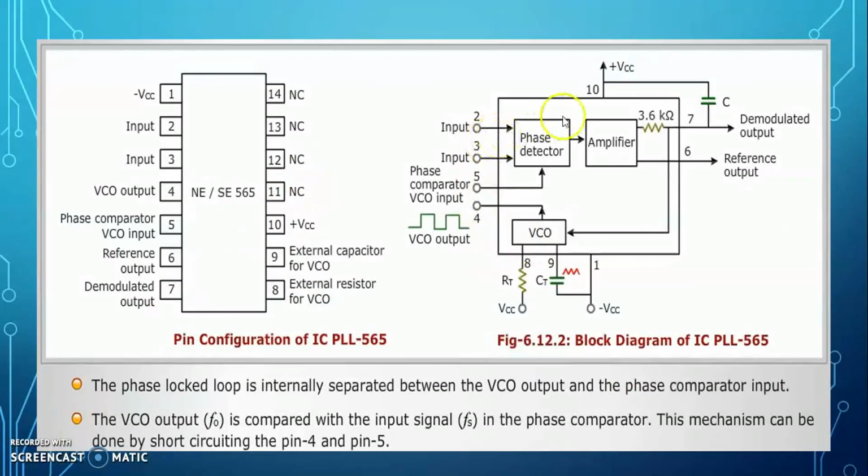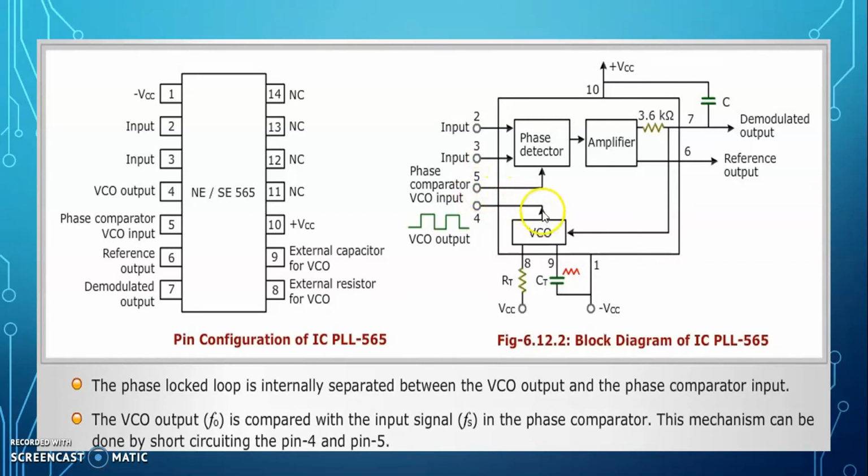Okay, see the block diagram of IC PLL 565. The major components are the voltage control oscillator, phase detector, and amplifier. Here the internal resistor of 3.6 kilo ohm and the capacitor C act as the low pass filter. These are the major components of the phase lock loop. Here pin number 4 is short circuited to pin number 5, that is, pin number 4 is connected to pin number 5.